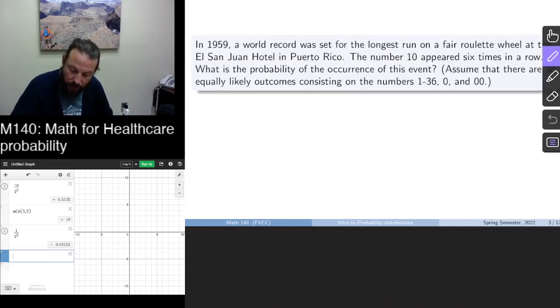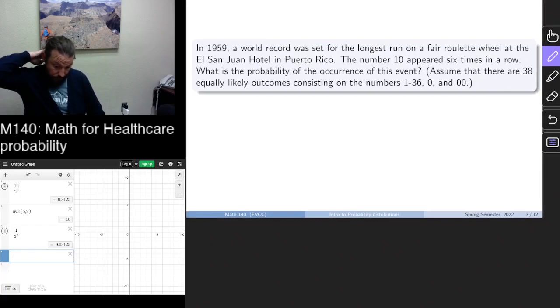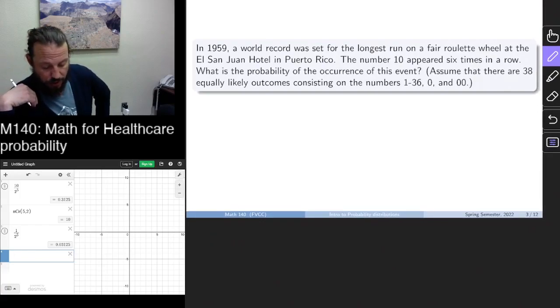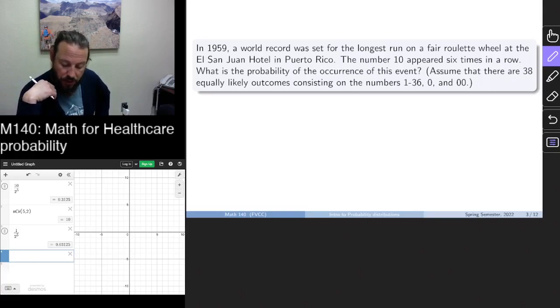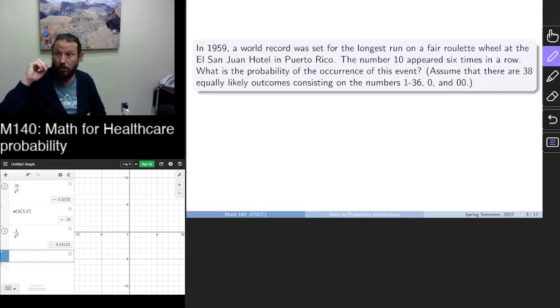All right, let's see here. In 1959, a world record was set for the longest run on a fair roulette wheel at the San Juan Hotel in Puerto Rico. The number 10 appeared 6 times in a row. What is the probability of the occurrence of this event? We're going to assume there are 38 equally likely outcomes consisting of the numbers 1 through 36, 0, and 00.